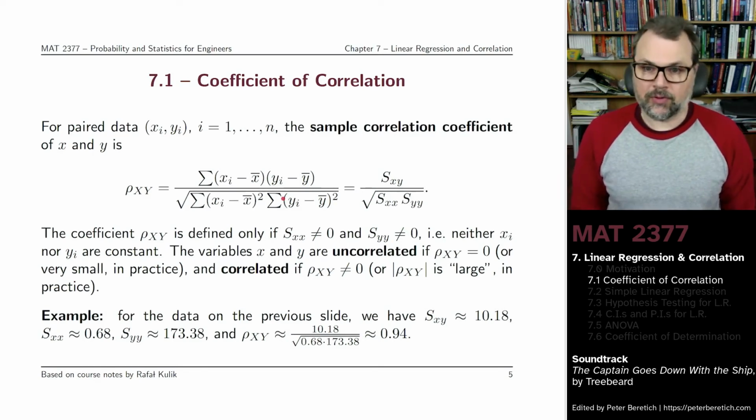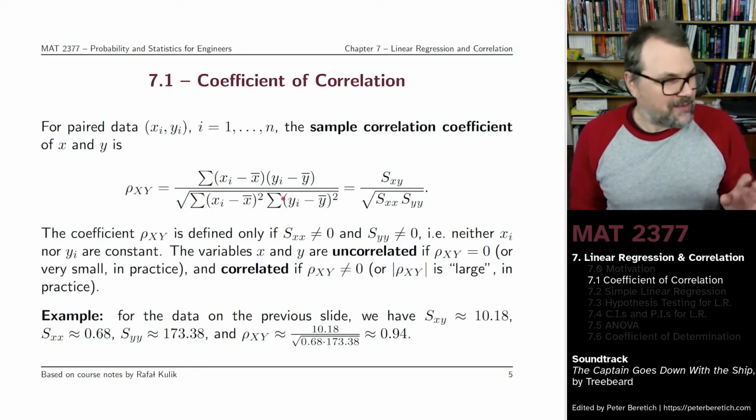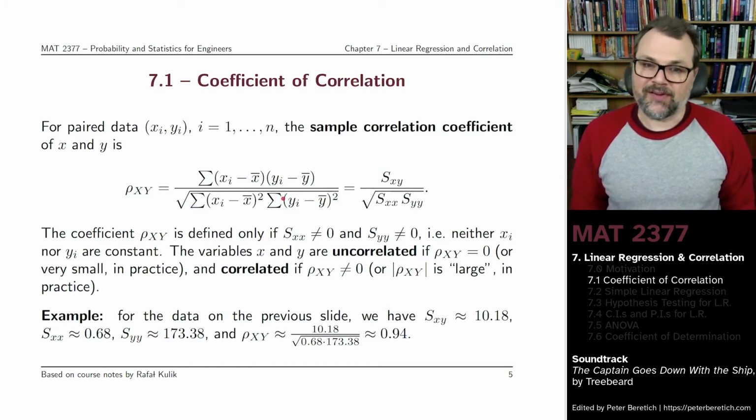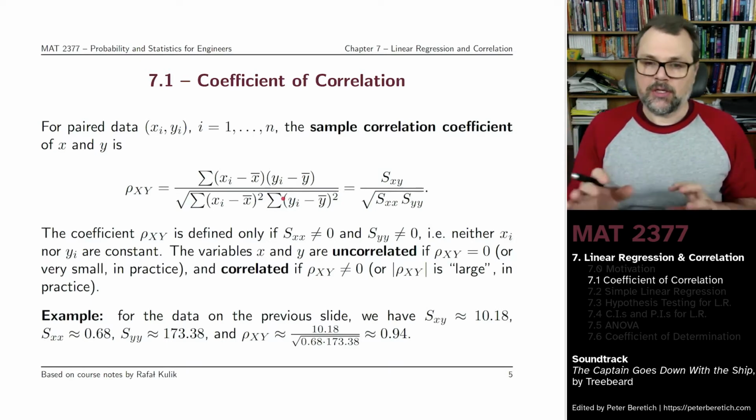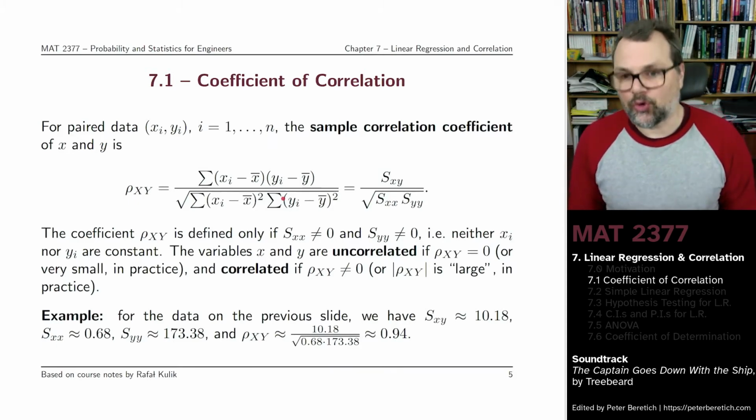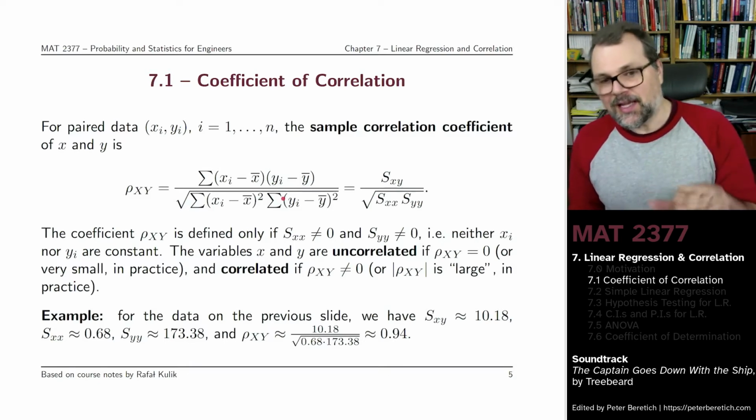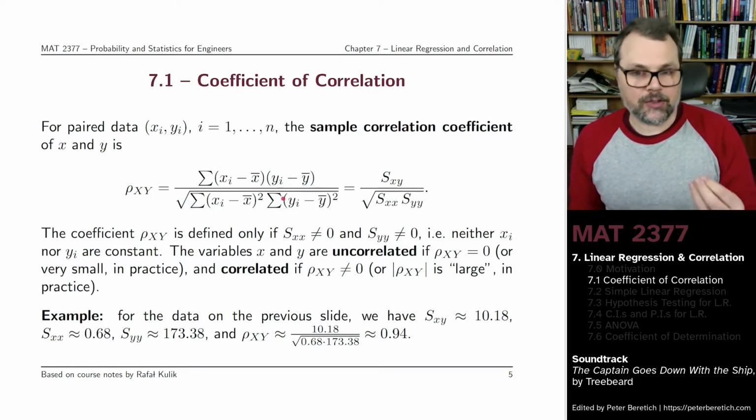If the sample correlation coefficient is 0 or very small, because in practice it'd be very difficult to get it to be equal to 0, we will say that the variables are uncorrelated, that they do not have a correlation. And if the coefficient is not 0, or if the absolute value of the coefficient is large, we'll talk about what large might mean in a second, then we say that the variables are correlated. It is not explicitly stated here, but the correlation is a linear correlation. I'll talk about what that means in a second.